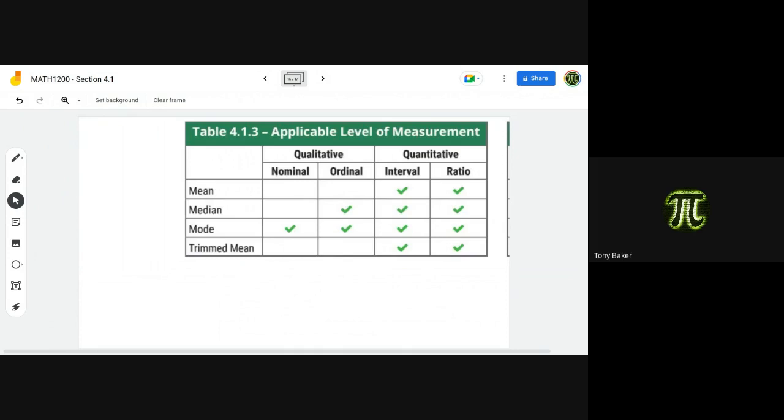If it's quantitative, so if it's numerical, I can always find everything. Mean, mode, median. Doesn't matter if it's interval or ratio, I can always find those values. Almost done. One more slide.